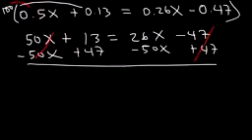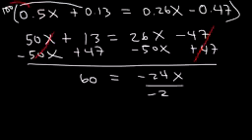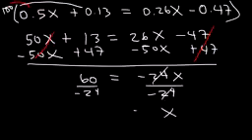13 plus 47 is 60. 26 minus 50 is negative 24. So now I'm going to divide both sides by negative 24. So on the right I have x. On the left, 60 divided by negative 24. So let's simplify that.